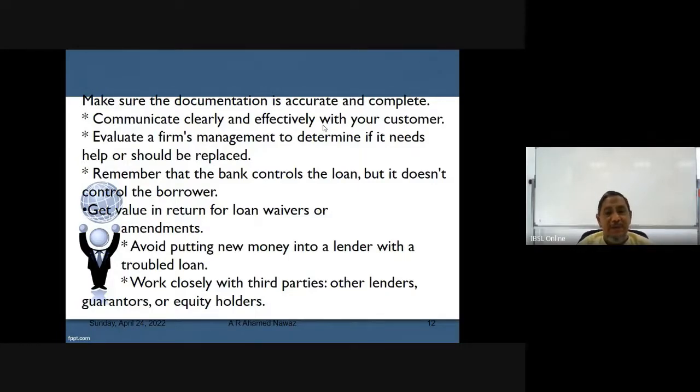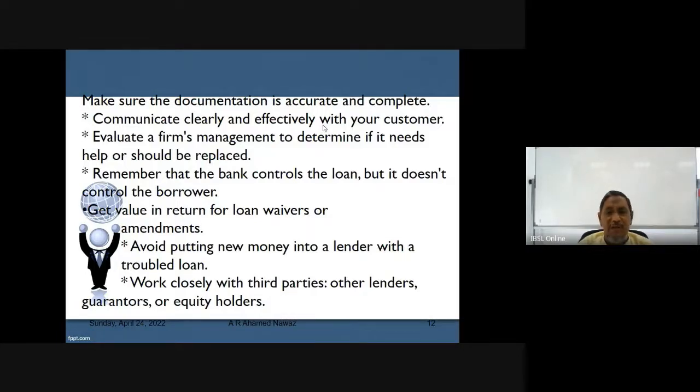Remember that the bank controls the loans but doesn't control the borrower. That is an important factor. We cannot control the person. We try to control our loan. Get value in return for loan waivers or amendments. This is the other factor we are going to discuss. Loan waivers mean interest waivers, loan concessions. When we talk about it, there should be value in return. What return are we getting? That has to be worked out.